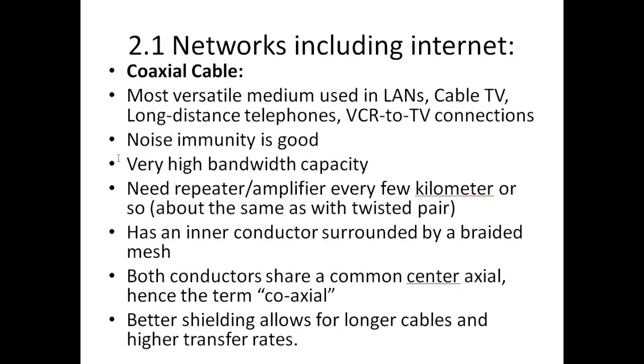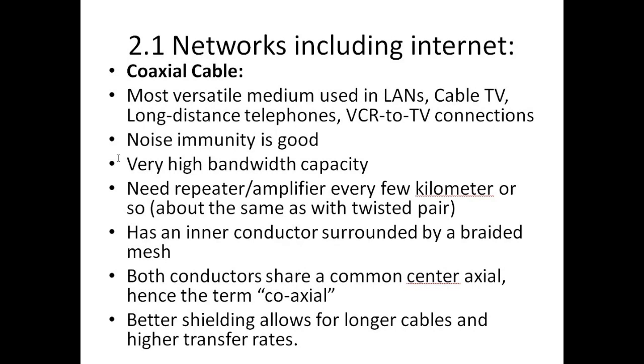The next we have is known as coaxial cable, however you want to pronounce it. It is the most versatile form of transmission media available, as it can be used in LANs, for TV cables, for long distance telephone communication, for VCR to TV connections and so on. Its noise immunity is very good, it has higher bandwidth capacity, and it needs repeaters or amplifiers every few kilometers. It is also copper based, so it has roughly the same limitations as twisted pair. For digital signals, it needs repeaters every 2 to 3 kilometers, and for analog, every 5 to 6 kilometers.